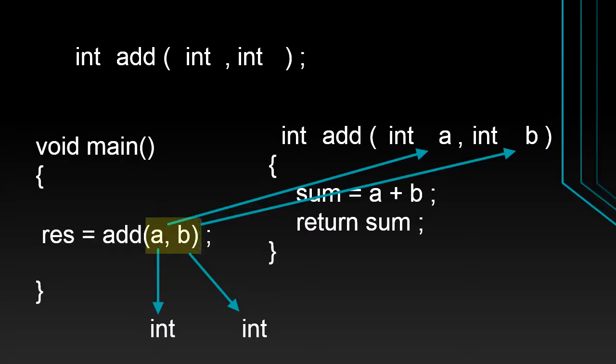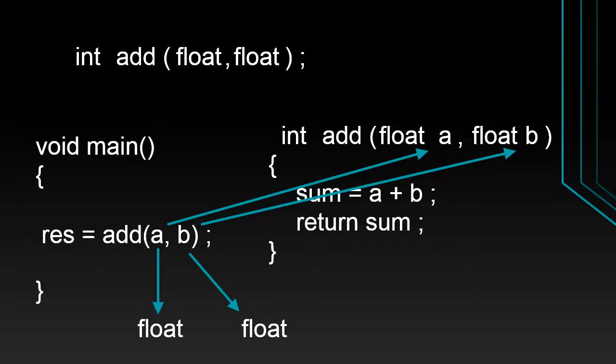If a and b are of the data type float, then write float in the place of int. Do the same thing in the function declaration. Now, let's say the data type of a is float and b is int. Then the same data types should be reflected in the function definition in the same order. Make sure the data types match with the function declaration and function definition.